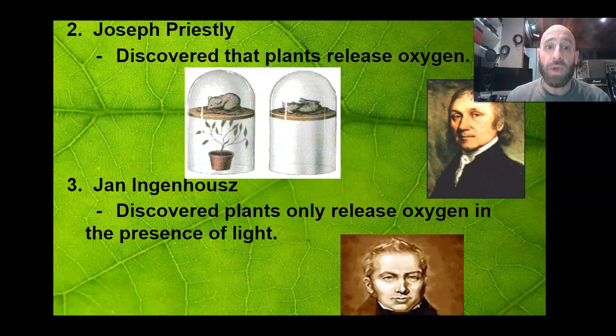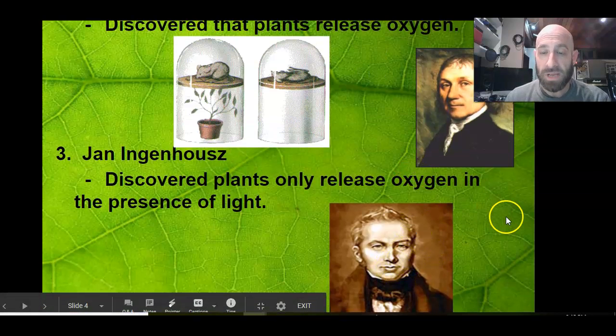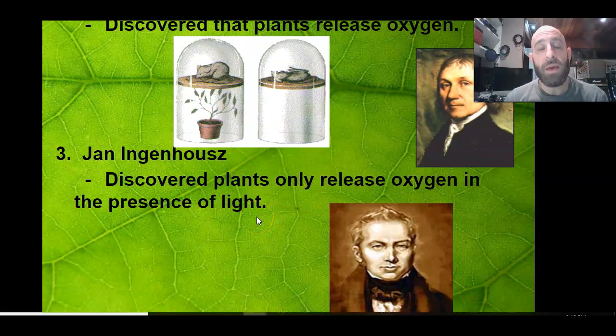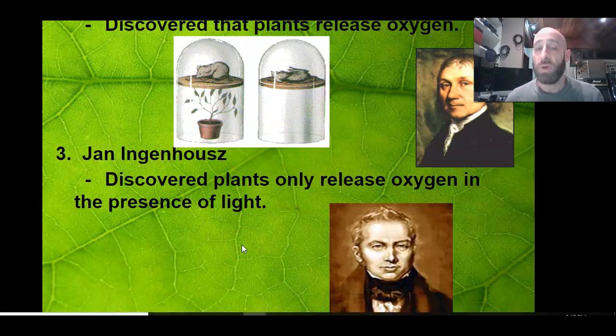And then finally, we have Jan Ingenhousz, who is another serious-looking individual down here, and he did a very similar experiment that Priestley did, except he did this with light either being there or not being there. So he performed the same experiment, but this time he put the plant in an environment without light. And what he found was the mouse died instead of living with the plant. So what that told him was that the only time that plant was able to produce oxygen is if light is present.